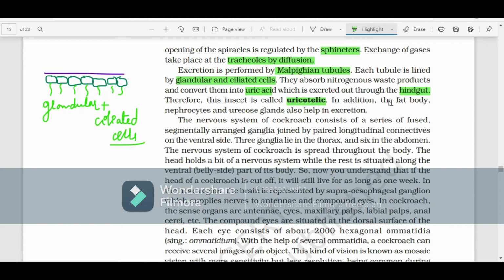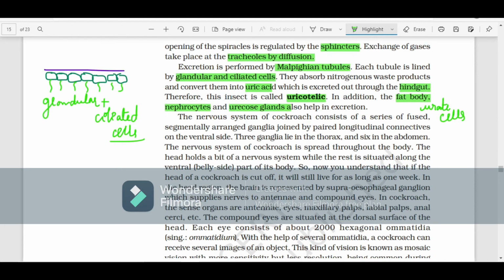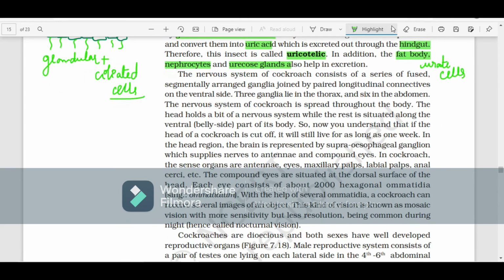In addition, what else helps them for excretion is the fat bodies, because the fat bodies will have urate cells. They'll store this uric acid. Then you can find nephrocytes and the uricose gland, which also help in excretion. This uricose gland will also come up during the reproductive system. How it is related, we will see there. Now moving to the nervous system.